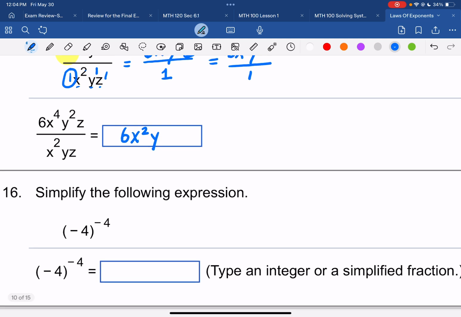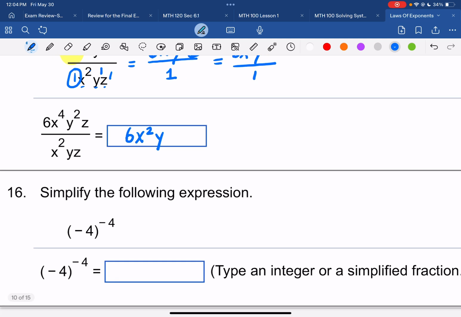Here we have in number 16 a negative 4 in parentheses raised to a negative 4. That means the entire base of negative 4 is going to the denominator, and it's getting a positive 4 exponent. There's an understood 1 here, which remains in your numerator.